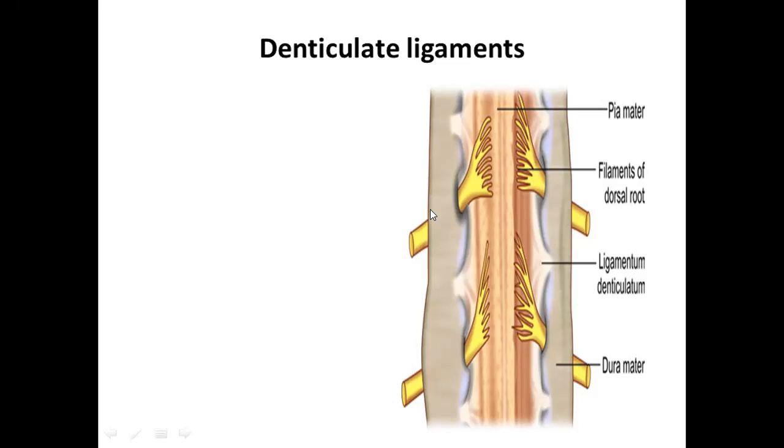The denticulate ligaments are related to the spinal nerves. They are located at the site of the spinal nerves. We have 21 pairs of denticulate ligaments, sorry, not 31. So they correspond to the spinal nerve segments, or pass with the spinal nerves.